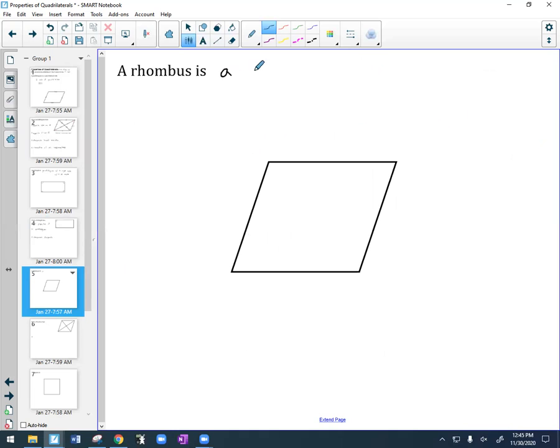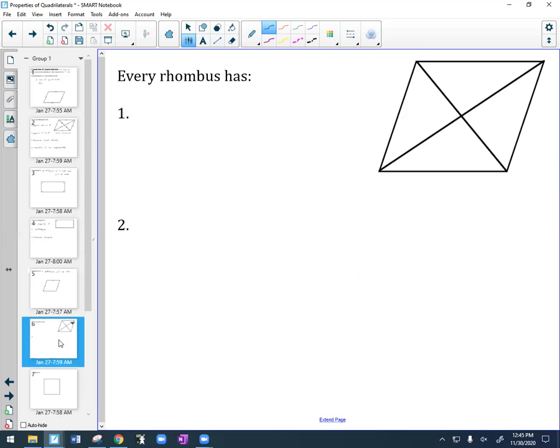A rhombus is a parallelogram whose sides are all the same length. That's it. A square is a kind of rhombus, a special rhombus. We're going to talk about it in a minute. You might be thinking, that sounds like a square. Yeah, but in a square, all the angles are 90 degrees.